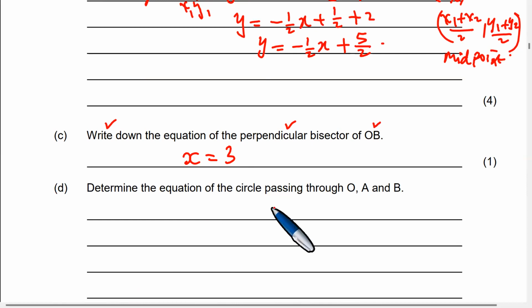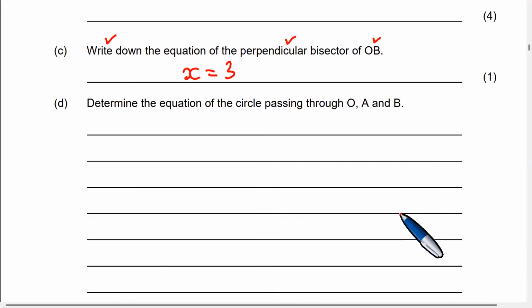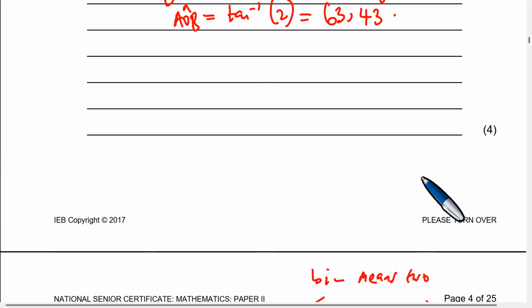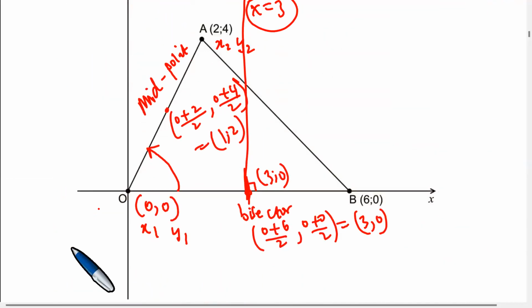Determine the equation of the circle passing through O, A, and B. How many marks is this one? 5. Right, so we have the equation of the circle passing through O, A, and B. Let's look at the diagram. Okay, so there's a circle we can draw that passes through those points.